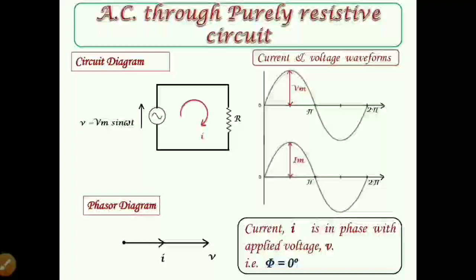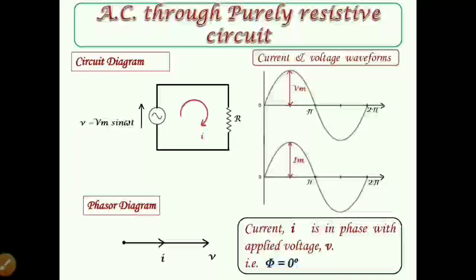Here we have AC through a purely resistive circuit. In physics, you have already studied in class 12th about the pure resistive, pure inductive, pure capacitive, RL, RC and RLC circuit. From that basic, we have the RLC circuit, and AC through a purely resistive circuit.